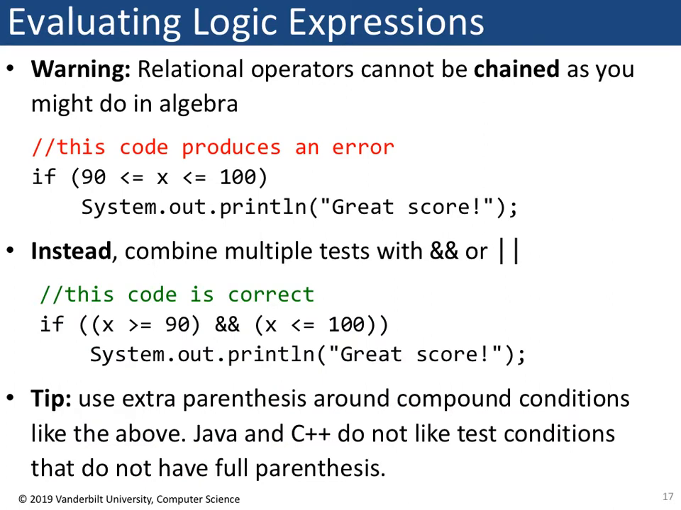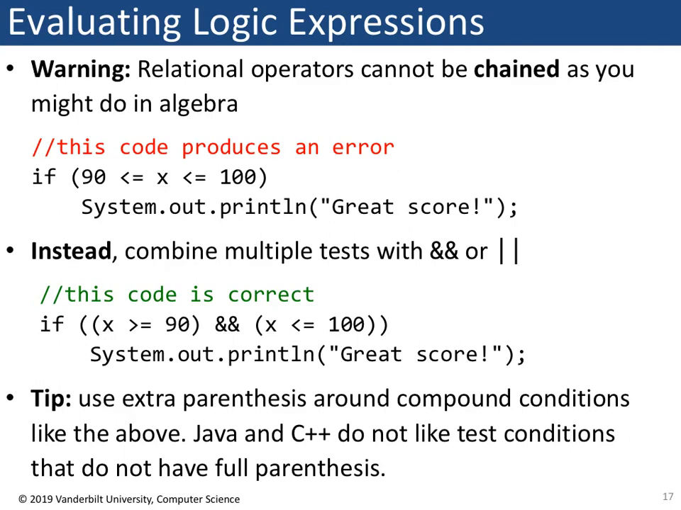I mentioned this previously, but you cannot chain relational operators. So a statement such as this will produce a syntax error. Rather, you would need to split this into two expressions combined by a logical and. Even though what we're attempting to do here is find out if x is between 90 and 100, we need to split that into two tests, as we did previously: a test for if x is greater than or equal to 90, and a test for if x is less than or equal to 100.